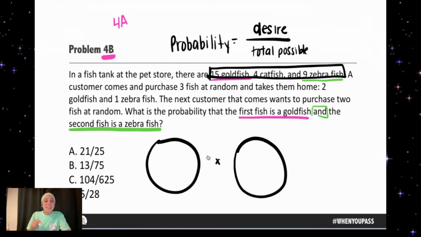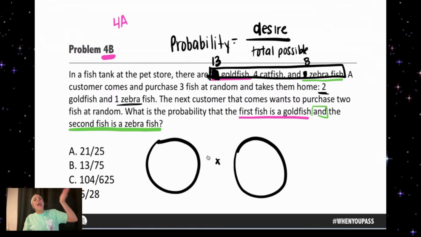So 15 goldfish, 4 catfish, 9 zebrafish, but we don't have that amount anymore. Someone came and purchased 3 fish. They purchased 2 goldfish and a zebrafish. So I don't have 15 goldfish anymore, I now have 13 goldfish. Literally, if this was the problem, I would be scratching it out and writing it like this. And then they took 1 zebrafish, so I no longer have 9, I have 8.